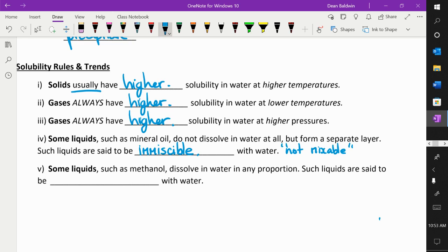Some things you can just mix in any proportion. You keep adding water or keep adding this, in this case, they're using methanol. You can just keep adding it, and it will never reach a saturation point. All right? This is said to be, what do you think it's called? Miscible. First one is immiscible. This one is miscible, which means they're mixable.